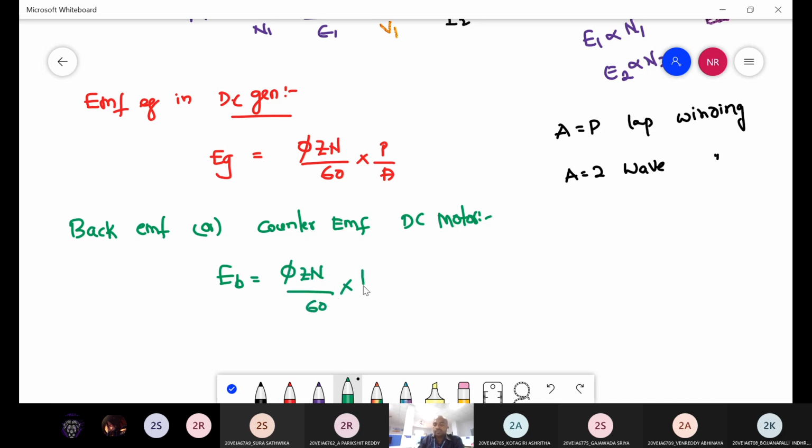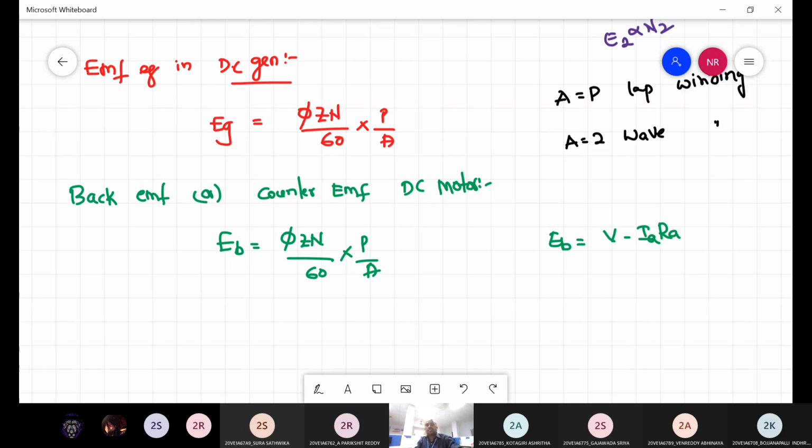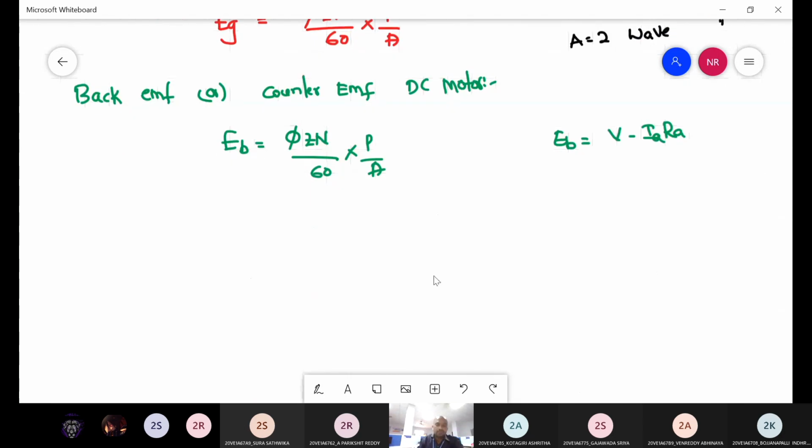This is the physical part. According to the voltage equation, EB is equal to V minus IA RA. These are the equations. Next is the EMF equation of an alternator.